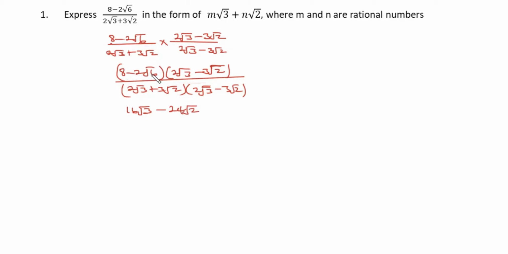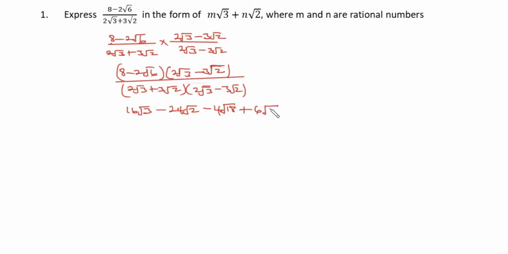We'll come to minus 2√6 multiplied by 2√3, minus sign times 2. The numbers outside: 2 times 2 is 4. And then √6 times √3, since they are different, we multiply them. 6 times 3 is 18, so this becomes √18. And then we come to minus 2√6 times minus 3√2. Remember, you're multiplying two negative signs, so this becomes positive. 2 times 3 is 6, and then √6 multiplied by √2, since they are different, 6 times 2 is 12, so this is √12.